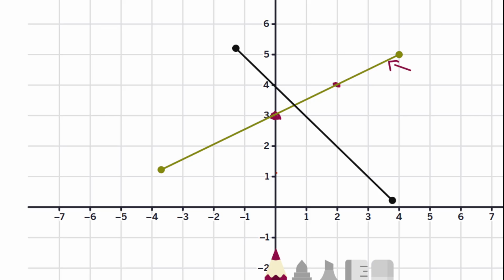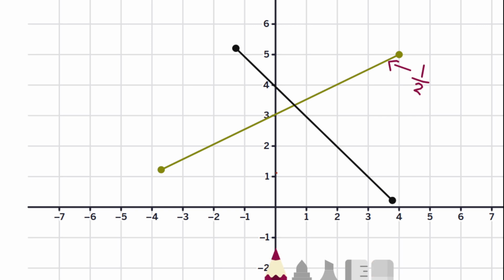So how many steps do we rise? We rise 1. How many steps do we run? We run 1, 2. So the slope is rise over run, so it's 1 over 2. We rise 1 and we run 2. So we got it. That's the slope of this nice line.